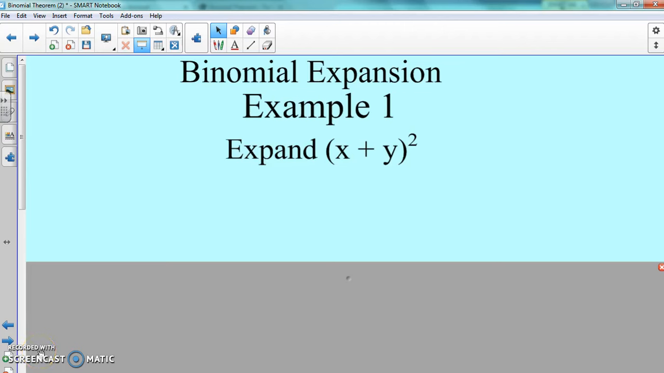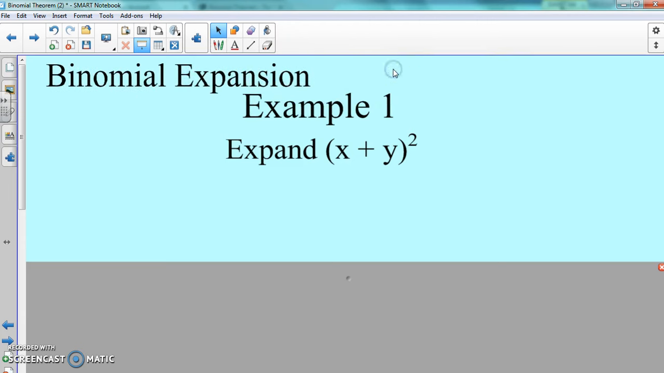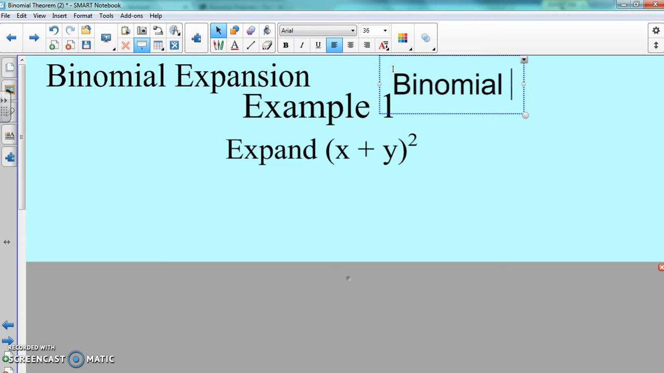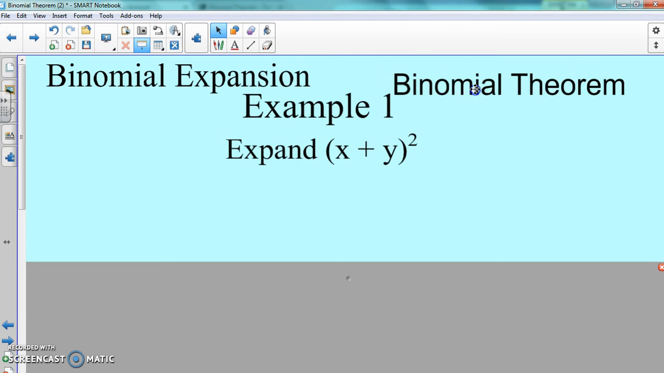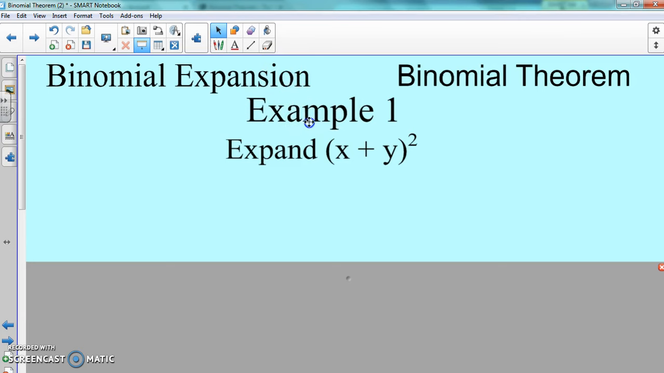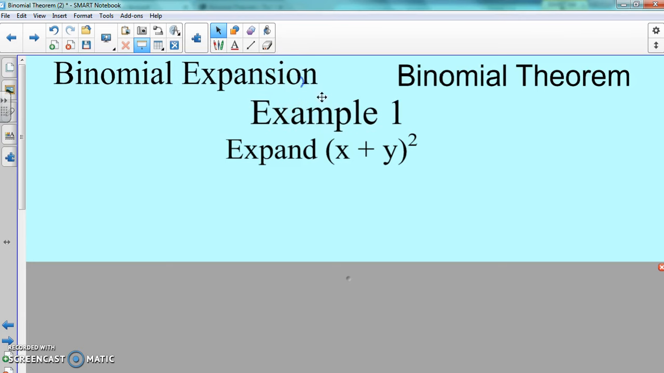Hey, example 1, binomial expansion or binomial theorem. Same thing. Binomial theorem, binomial expansion. Let me write that also here on this side. Let me write binomial theorem also. It means the same thing. So if we see either one, binomial theorem or binomial expansion, they mean the exact same thing. So don't be surprised or scared or like, wait, you didn't teach us this stuff, Mr. Hall. Yes, I did. Same thing.